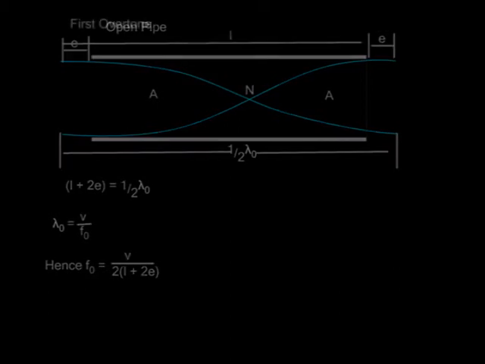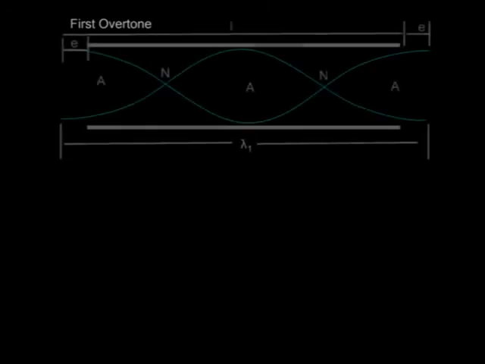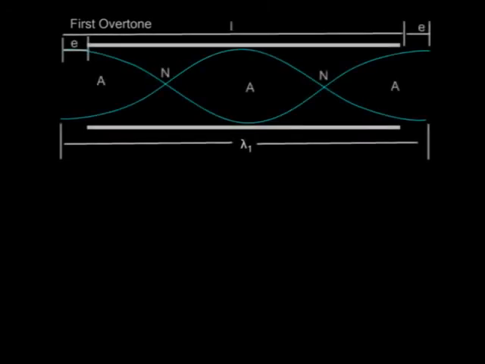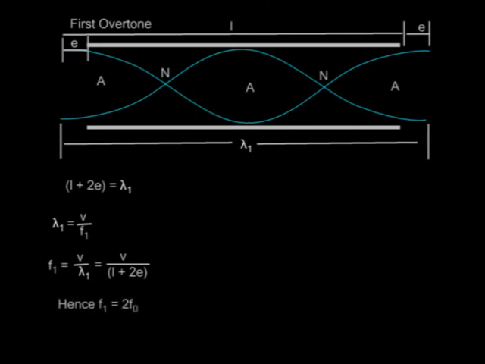First overtone. From the figure on your screen, L plus 2E is equal to lambda 1. But lambda 1 is equal to V over frequency 1. And therefore, frequency 1 is equal to V over lambda 1, which is equal to V over L plus 2E. And hence, F1 is equal to 2F0. The frequency of the first overtone is twice the fundamental frequency. It is the second harmonic.